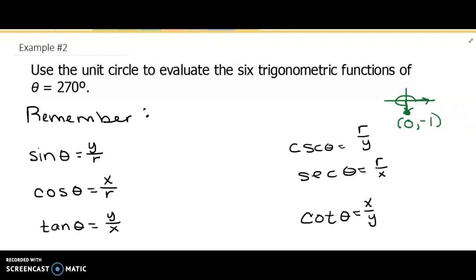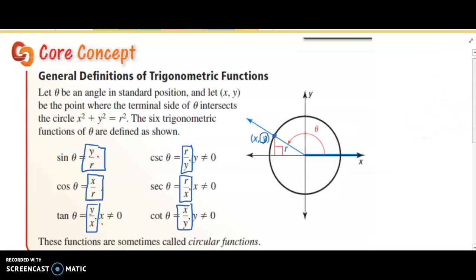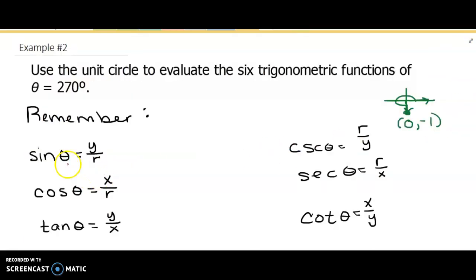Now remember from what we first started out, we knew that sine was y over r, cosine x over r, and so on and so forth. So here our y value is -1, our x value is 0. So sine would be -1 over, remember the unit circle, our radius is 1. Our cosine would be 0 over 1, and our tangent would be -1 over 0, which is undefined. Can't divide by 0. If we simplify this, this is just 0. If we simplify this, this is -1.